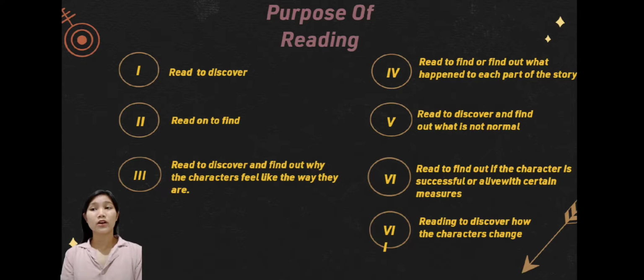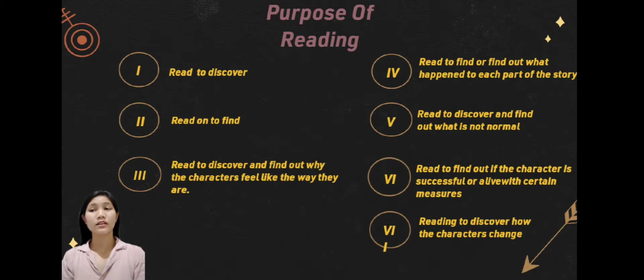3. Read to conclude and find out why the characters feel the way they are, how they are solved by the author, why the character changes qualities, and how the character meets, succeeds or fails. This is called reading to conclude, reading inference, or reading for inference.